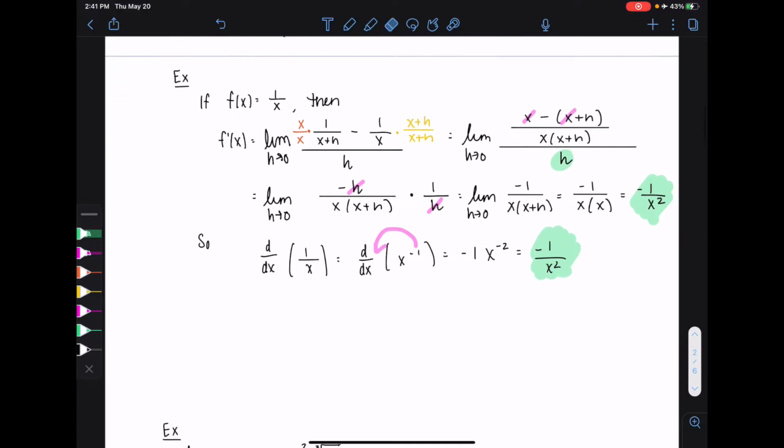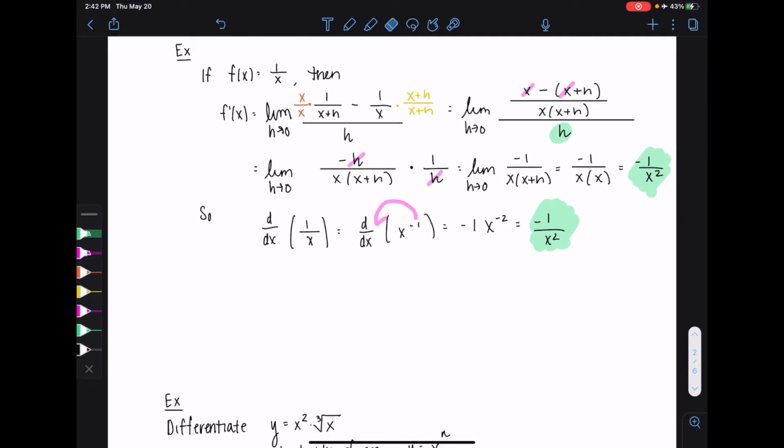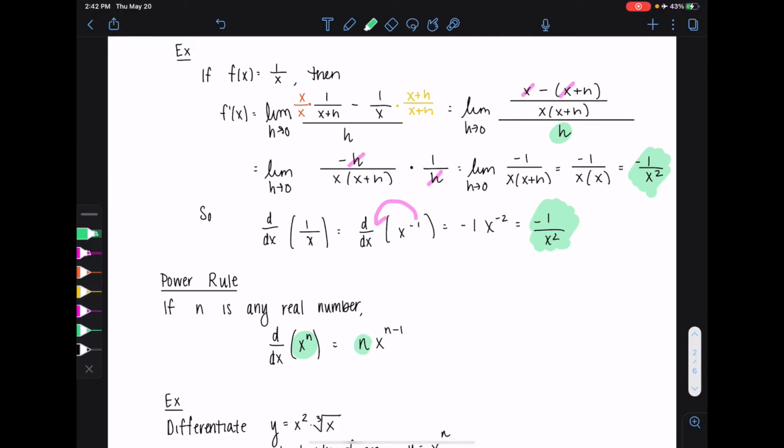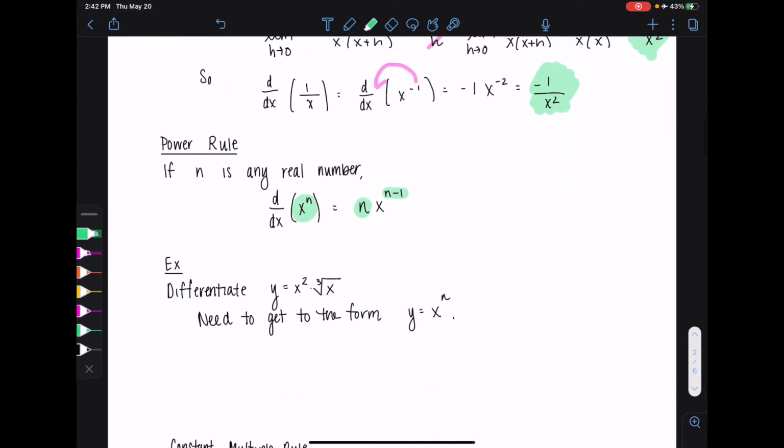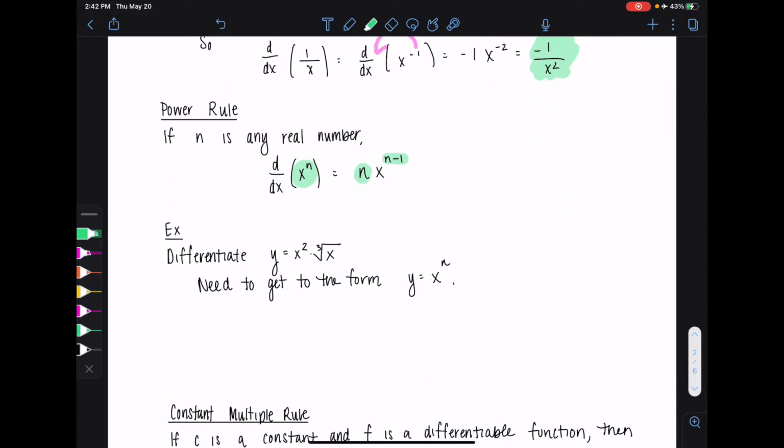Okay? So really, if I'm dealing with any polynomial function, I'm just going to apply something called the power rule. If n is any real number, when I go to take the derivative of x to the n, the power gets brought down and it is decreased by 1. So this is one of our first fundamental rules that we're then going to expand on. So let's try an example first.